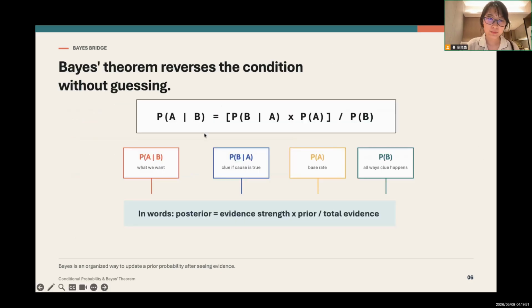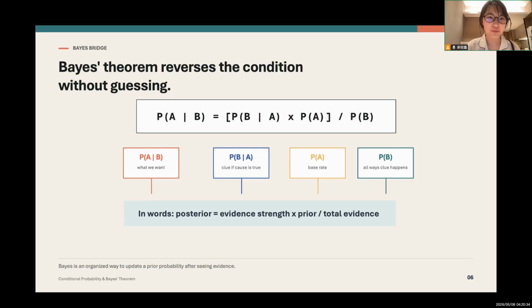So Bayes' theorem helps us reverse the condition carefully. The formula on the slide is: given condition B, the probability of A equals the probability of B given A, multiplied by the probability of A, divided by the probability of B. The left side, the probability of A given B, is what we want.